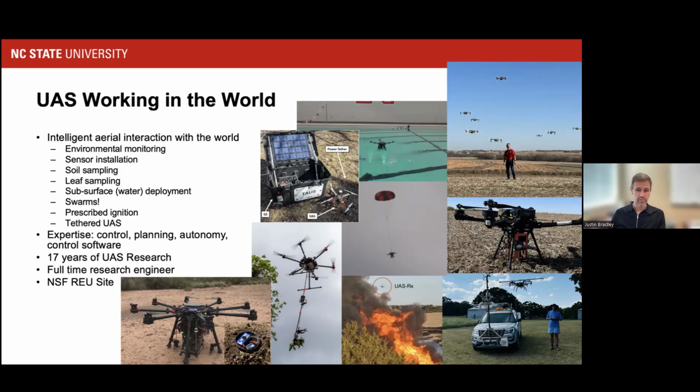So I've been working with drones for a long time, both fixed wing and multi-copter. A lot of that work has been spent building drones that were able to interact in the environment, in the world in some way. So in this slide, I'm trying to show you a smattering of some of the drones that we've built and deployed in the world for environmental monitoring, installing sensors into the ground, doing soil sampling, subsurface or water deployments, of course, swarms, as well as prescribed ignition and tethered UAS are just a few of the things that we've worked on.